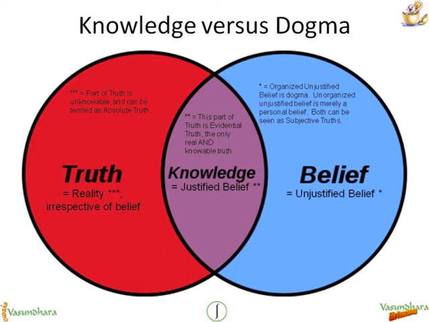Plato defines it as justified true belief. Now, of course, not everybody agrees with Plato, but knowledge is that part of the truth which is evidential truth. And that's the only real and knowable truth. So, in my terminology, I call this objective or evidential truth. And the one which is unknowable, I call absolute truth. Now, outside of the circle of truth, the circle which has truth and knowledge written in it, there is another circle which I have labeled as belief.